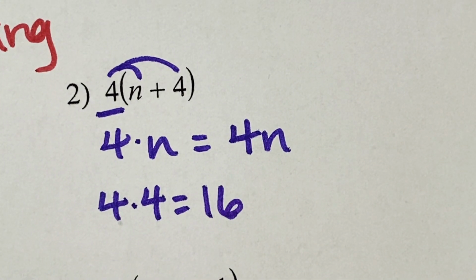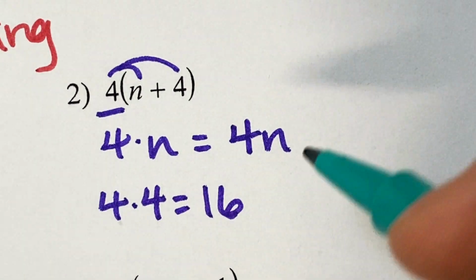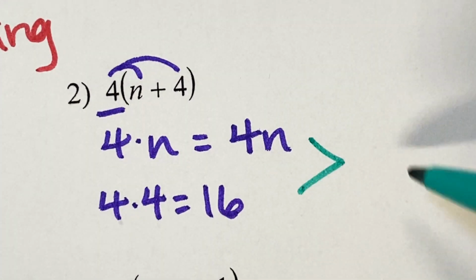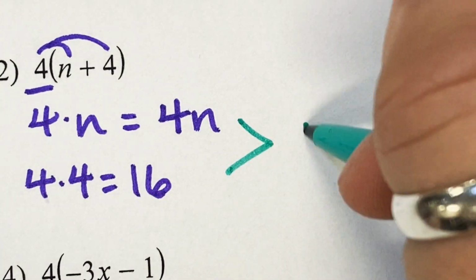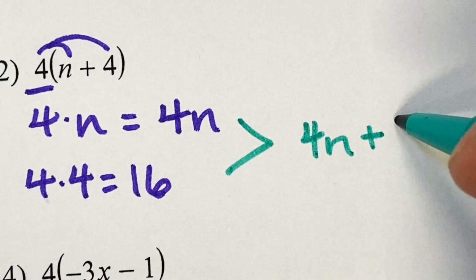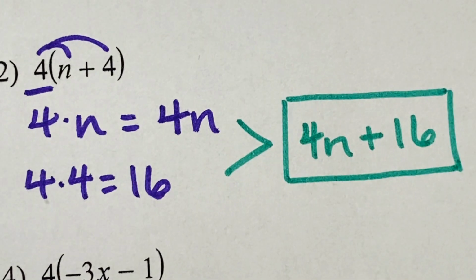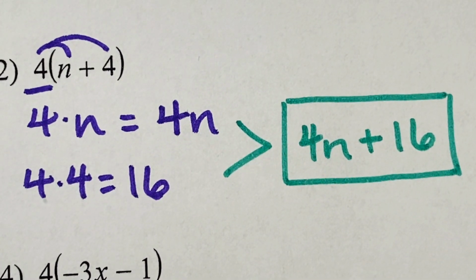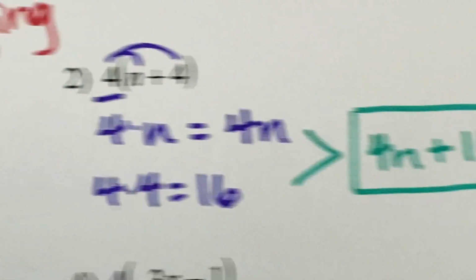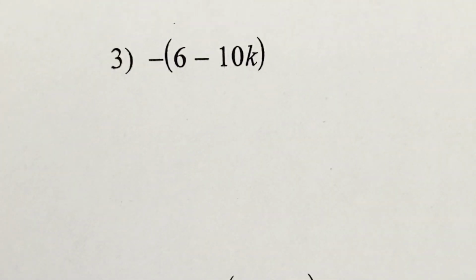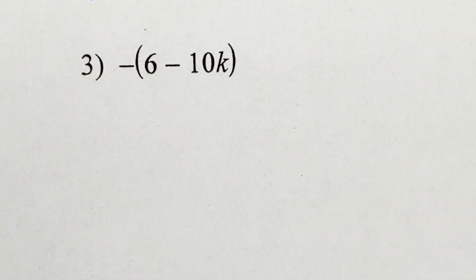We distributed, which means we multiplied to get both of our pieces. Now all we have to do is rewrite them together. So we have 4n plus 16. 4n plus 16. Okay, let's look at number 3. What is the number that's right in front of my parentheses for number 3? This is a little different.